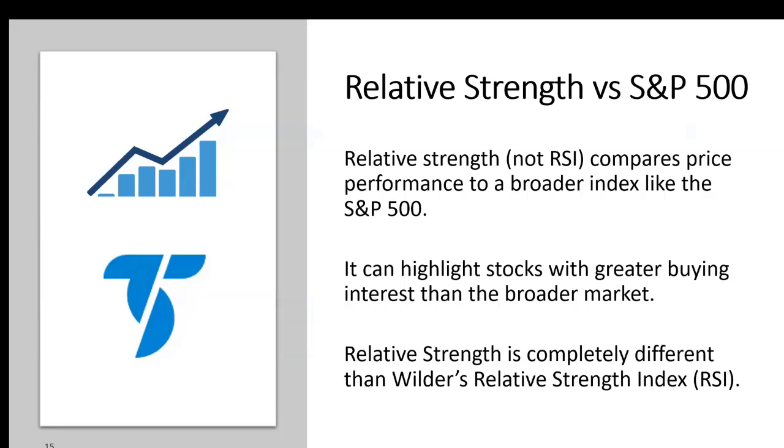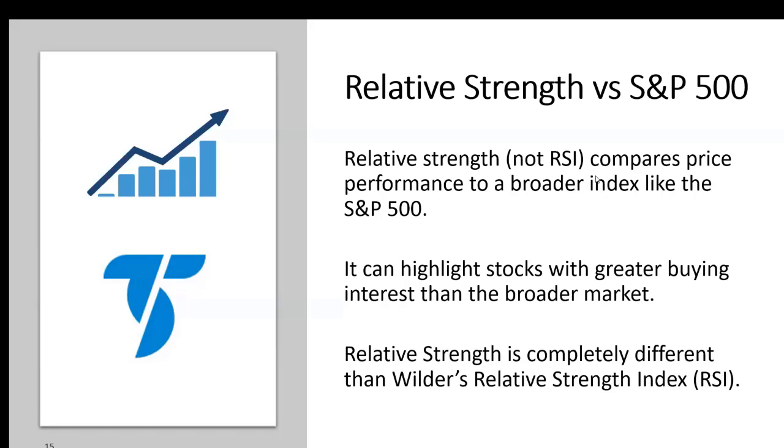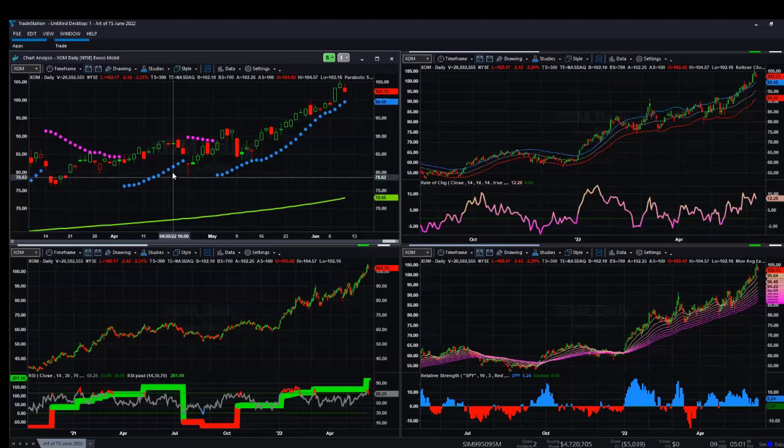Relative strength versus the S&P 500. Okay, so this is a different indicator. Relative strength compares the price performance of a broader index to the stock in question. It can highlight stocks with greater buying interest in the broader market. Relative strength is completely different than Wilder's relative strength index. Okay. So there are some examples here that I wanted to show you guys for slide 15.